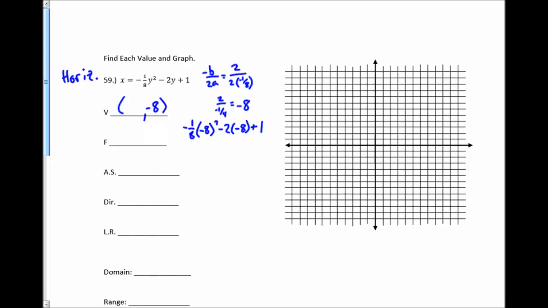And I just simplify a little bit. That's 64 times a negative 1/8, which is a negative 8. Plus 16 plus 8 plus 1, which is 8 plus 1, which is 9. All right, so I get 9, negative 8.